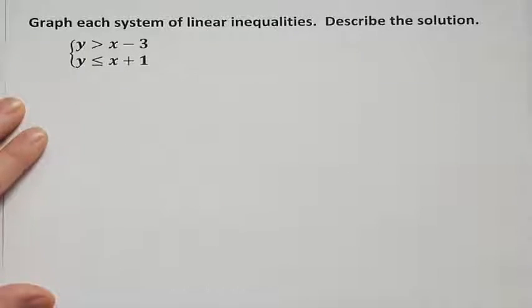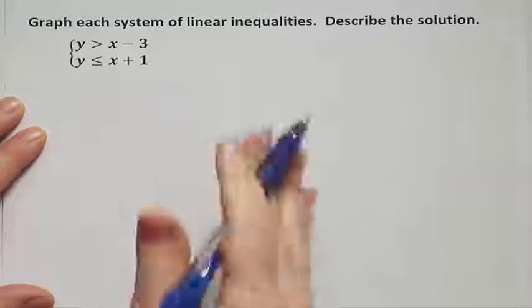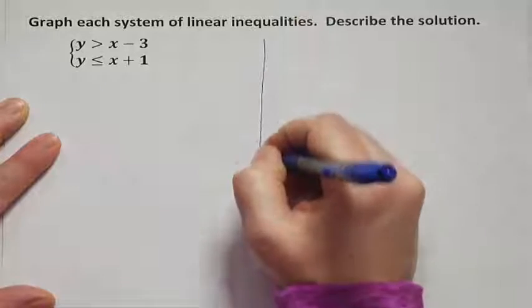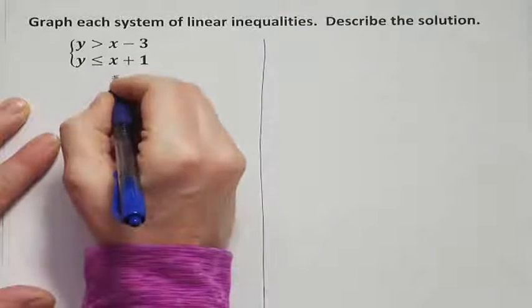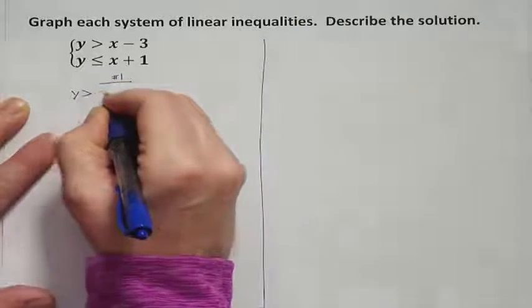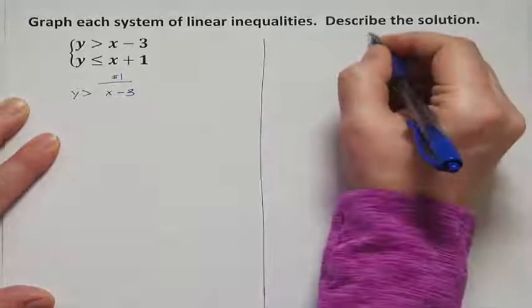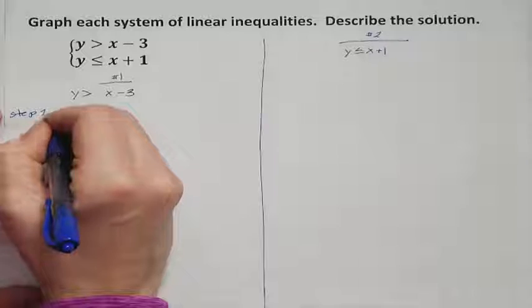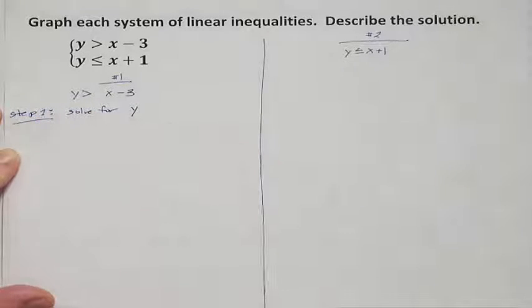So our next problem, again, they want us to graph this system and then describe where our answer is. Since we only have 2 equations that we're graphing, I'm going to split my paper into the 2 sections, so that I know I am graphing equation number 1, and I need to graph equation number 2. Step number 1.